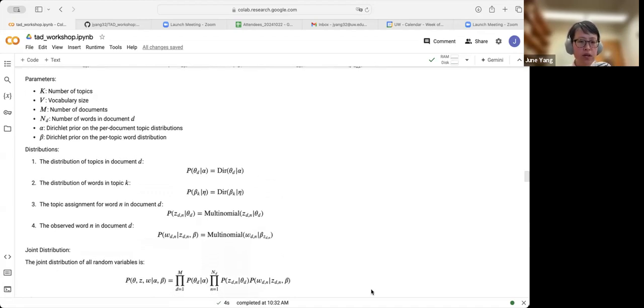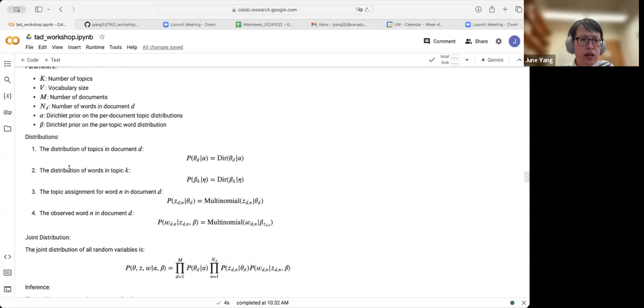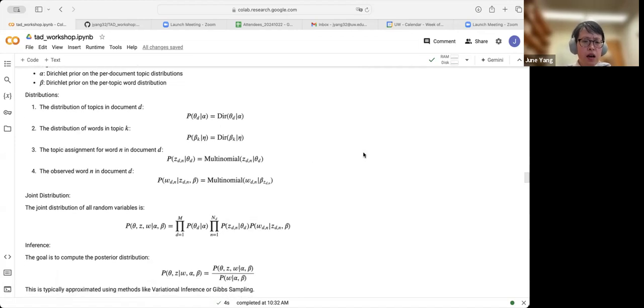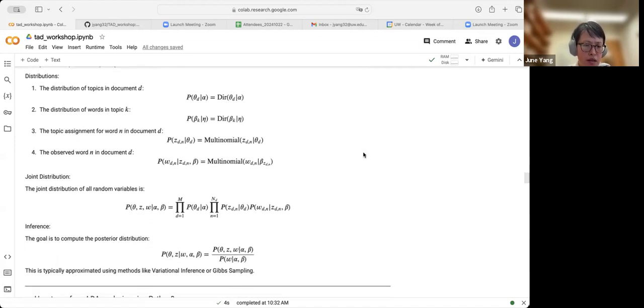As I said, the goal is to maximize the likelihood of us seeing the data we observe given the parameters that we just talked about. You can notice that the distribution of topics in document D and the distribution of words in a topic both follow a Dirichlet distribution. The inference is usually conducted using methods like variational inference or Gibbs sampling, and is readily implemented by both Python and R packages.